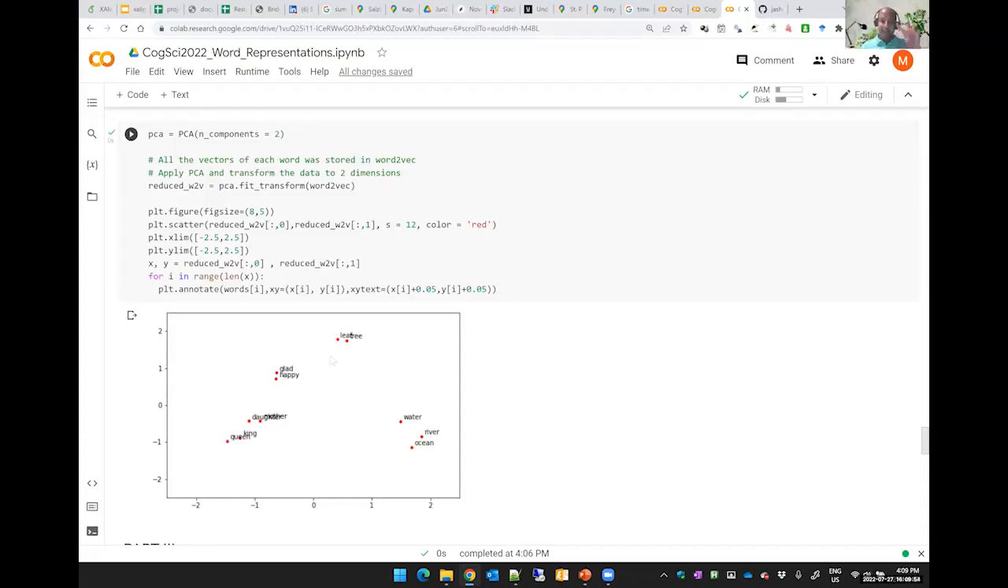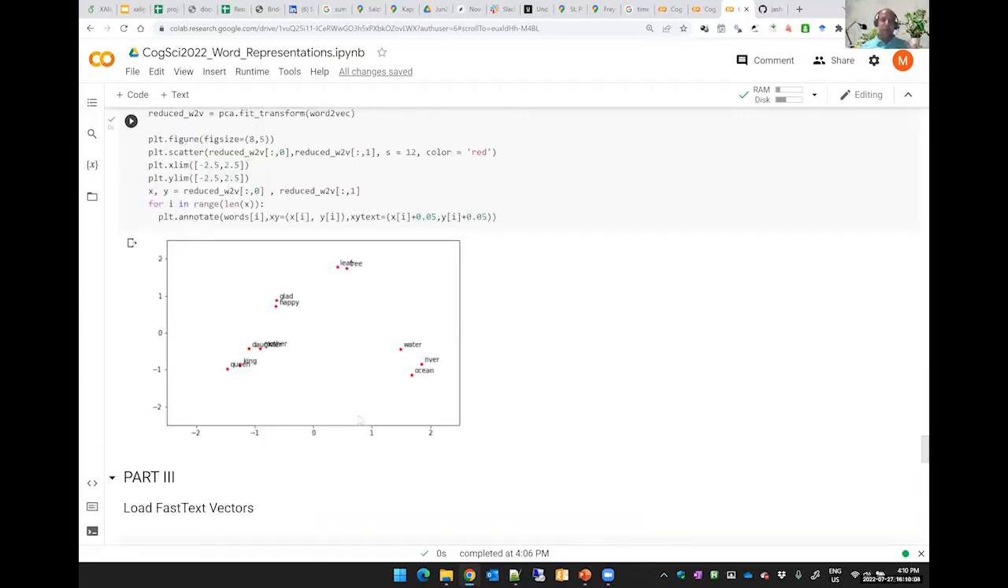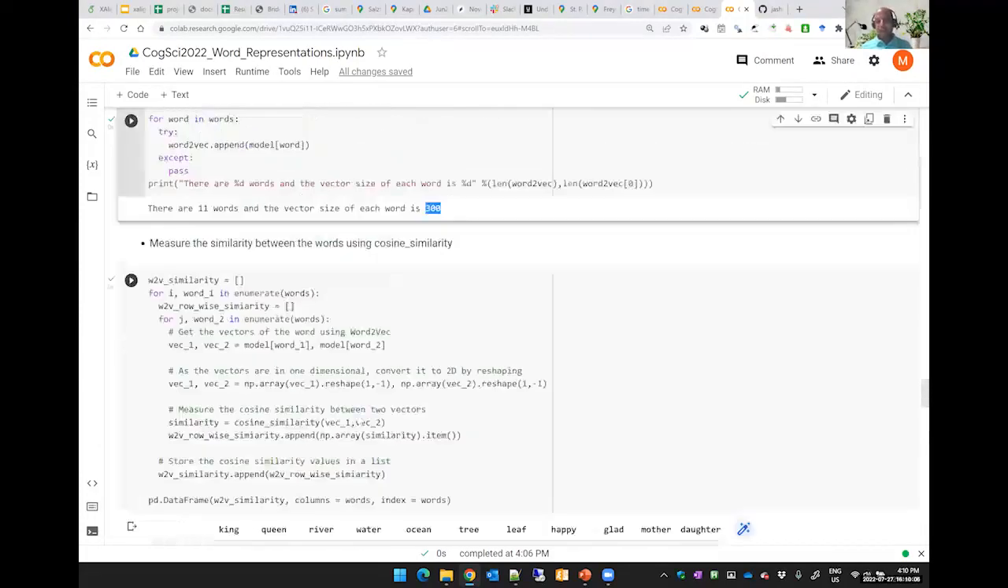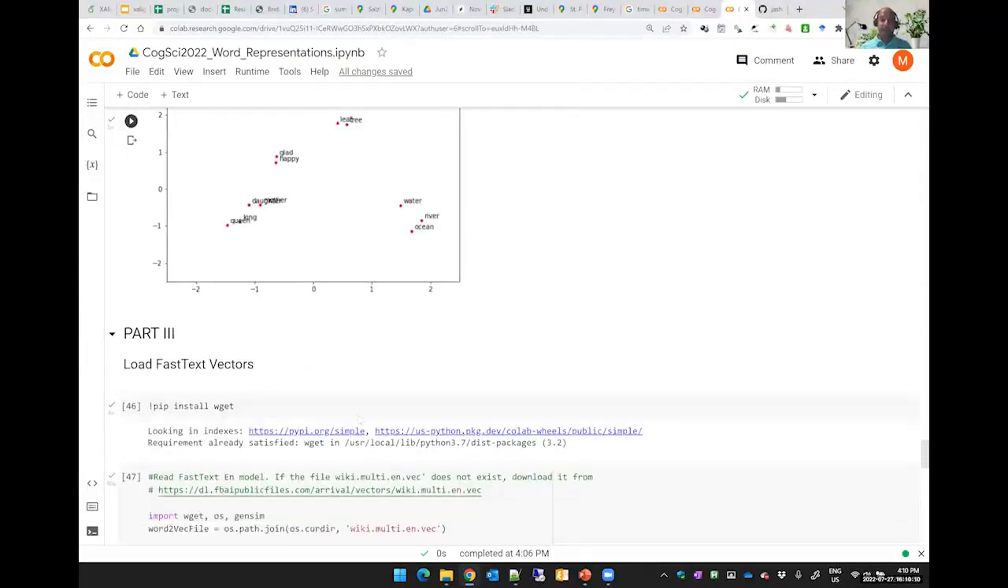Leaf and tree are very close to each other. Glad and happy are close to each other, which all intuitively make quite some sense. Daughter and mother, king and queen, those groups all make very much intuitive sense. And so that's about word2vec. All I'm showing you here is how to basically compute or extract features from your text stimuli, from pre-trained word embedding models.